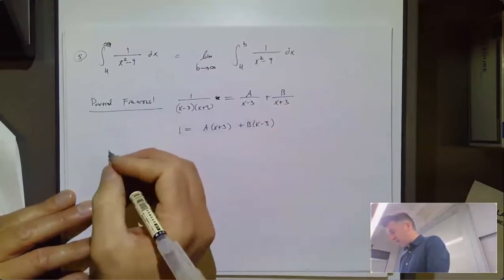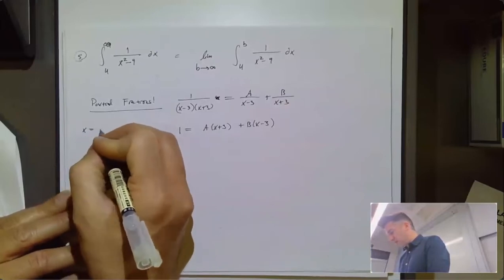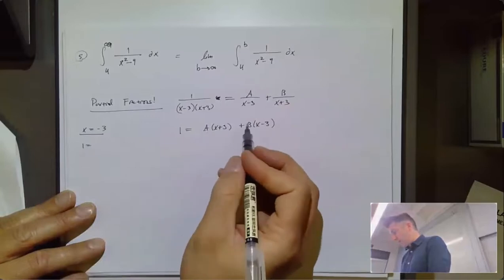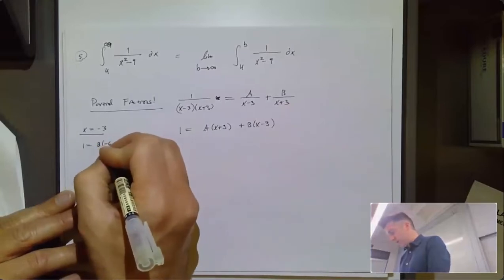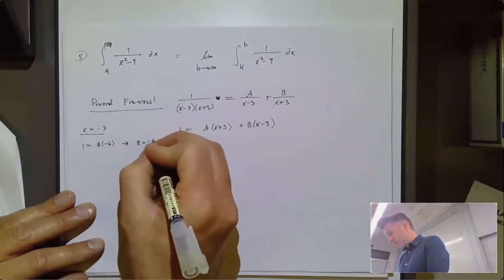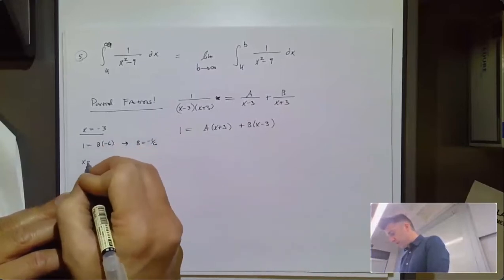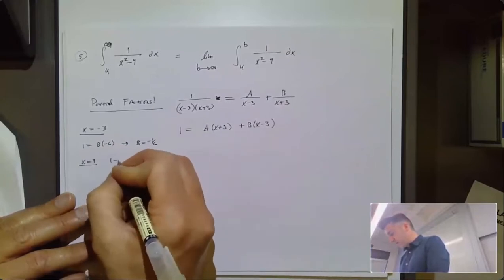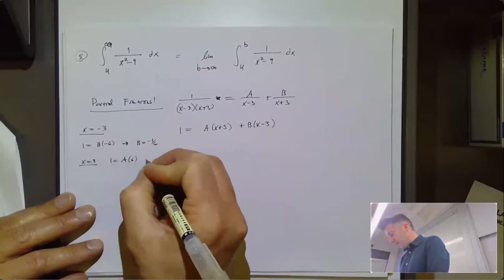And then we're going to pick nice values of x. If I pick x equal to -3, I'm going to get 1 equal to a times 0 plus b times -6. So I get b equal to -1/6. And if I pick x equal to +3, I get 1 equal to a times 6. So a is equal to 1/6.